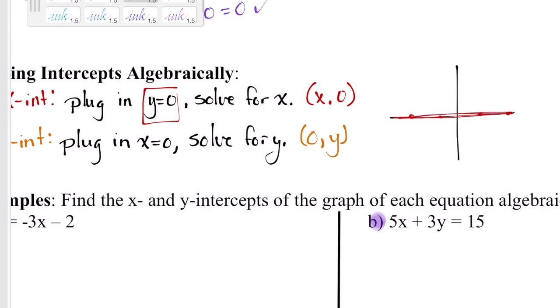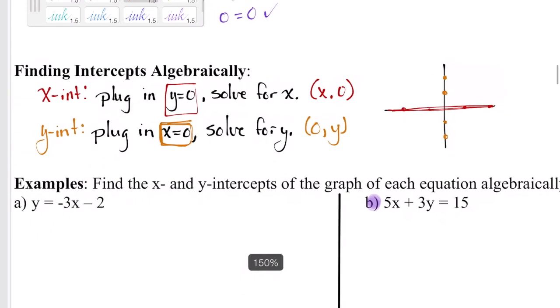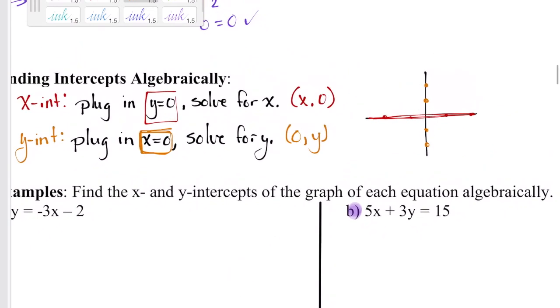And similarly for the y-intercept, my x is always 0. So all along this y-axis are points that are 0 comma something. So because I know my x is 0 on the y-axis, I can plug in 0 for x to find any points that might be on that line. And again, sometimes we don't have points on that line. Sometimes we end up with a parabola that looks like this. Sometimes we end up with something that looks like this and it goes nowhere near it. And that's okay.